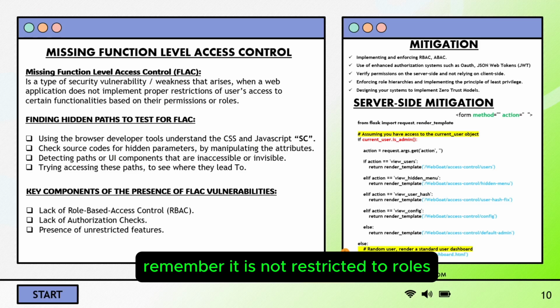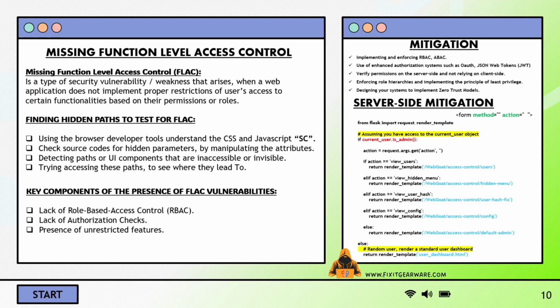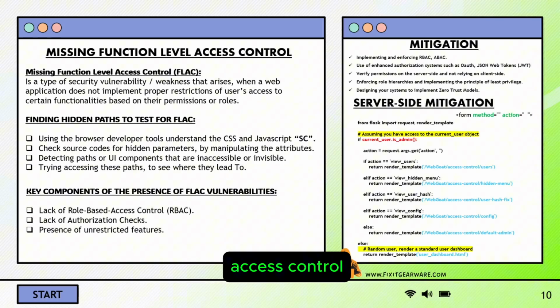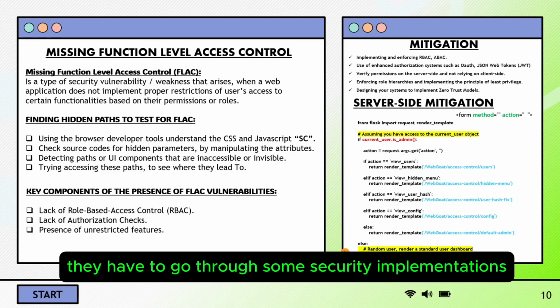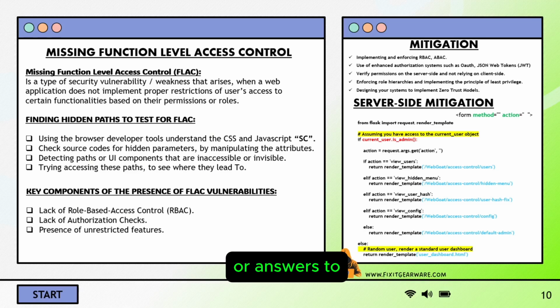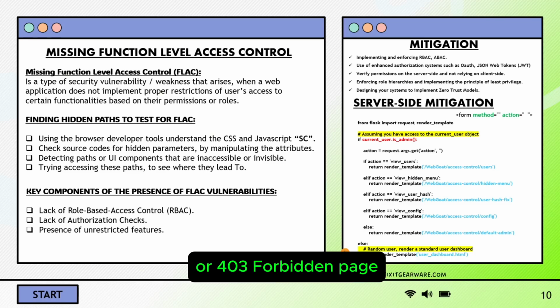Remember, it is not restricted to roles. It can expand to attributes. It can expand to zero trust. It can expand to whatever forms of security you want to implement. But the most important thing to note is that when dealing with function level access control, ensure that the appropriate security measures are implemented so that no one can exploit the application. Even if they try to, they have to go through some security implementations where they need to provide very important information or answers before they are able to perform such actions. In a situation where they are not able to provide those answers, the application will either hit them with a 404 or a 403 forbidden page.